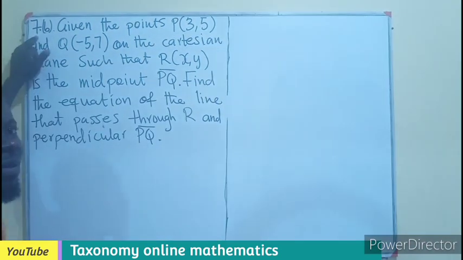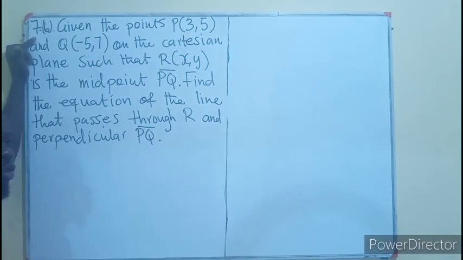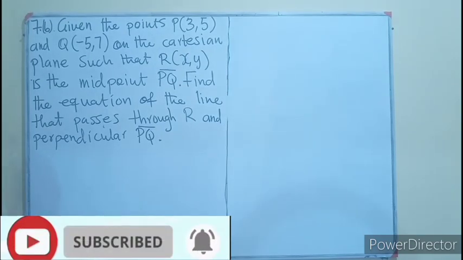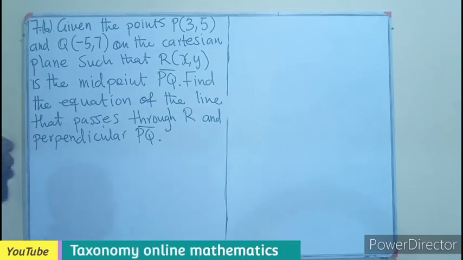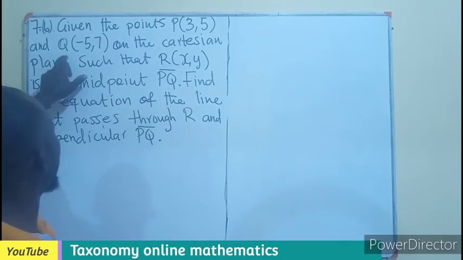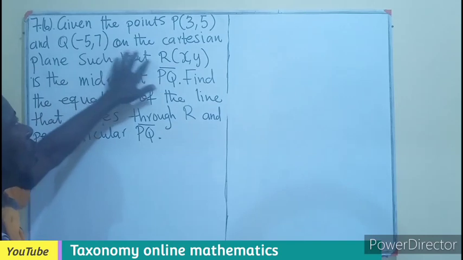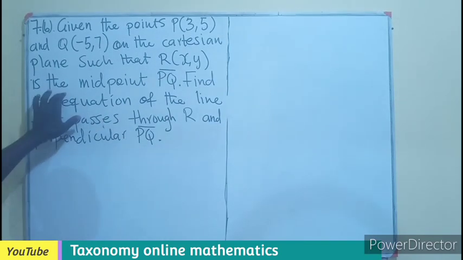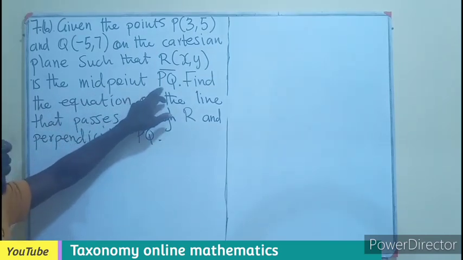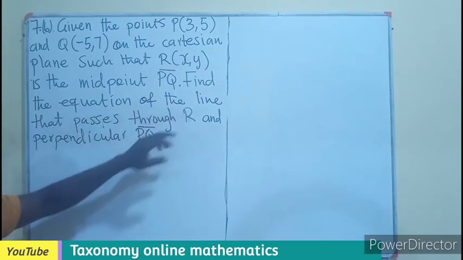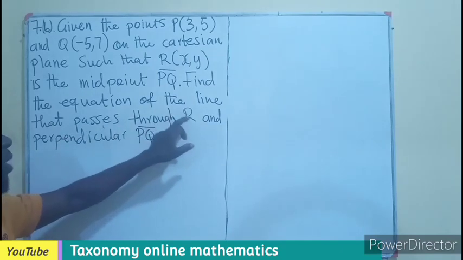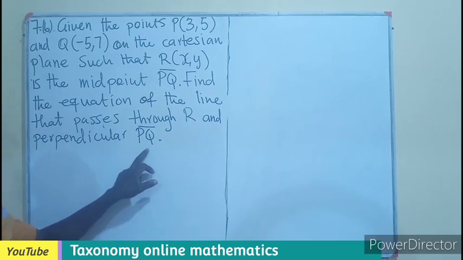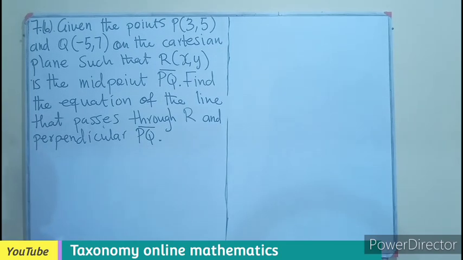Question number 7B of the just ended June 2023 question paper. Given the points P (3, 5) and Q (-5, 7) on a Cartesian plane, such that R(x, y) is the midpoint of PQ, find the equation of the line that passes through the point R and is perpendicular to PQ. So let's see.